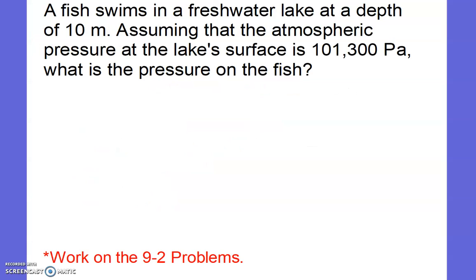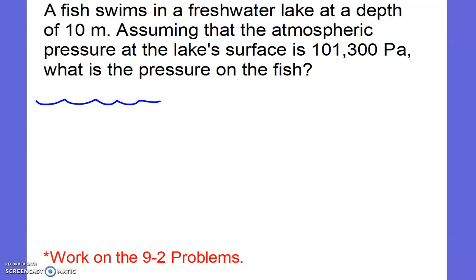Let's go through a problem together. Here we have a fish swims in a freshwater lake at a depth of 10 meters. Assuming that the atmospheric pressure at the lake's surface is 101,300 pascals, we want to know what is the pressure on the fish. So as always, we start with a diagram to see what's going on.